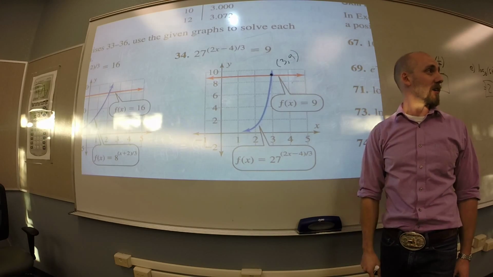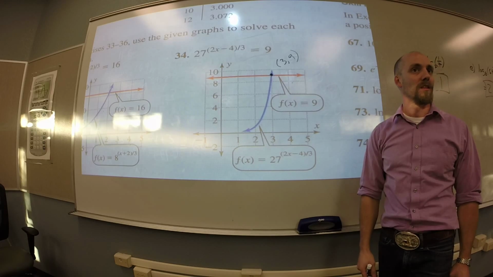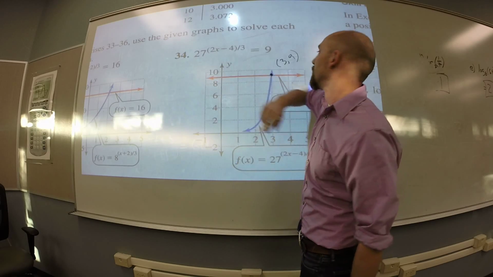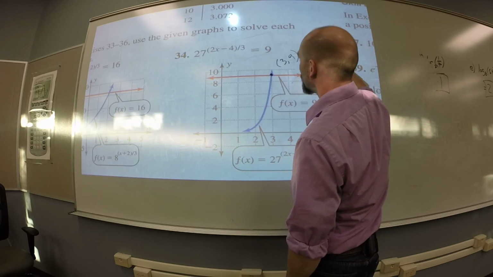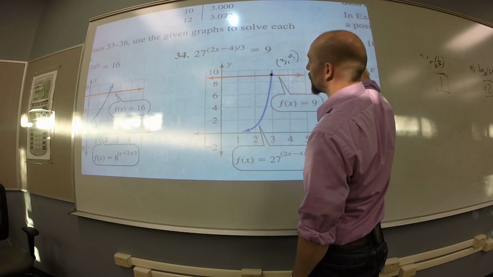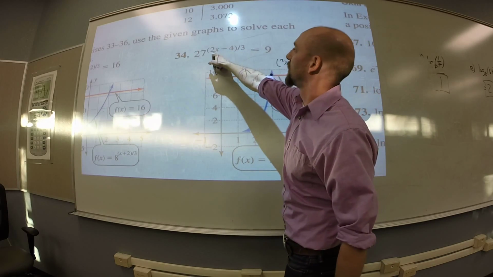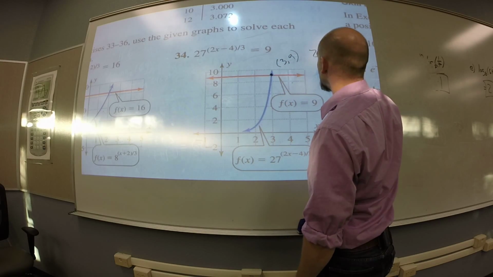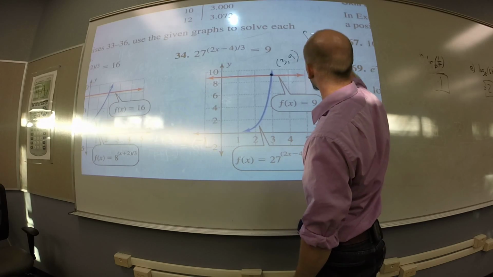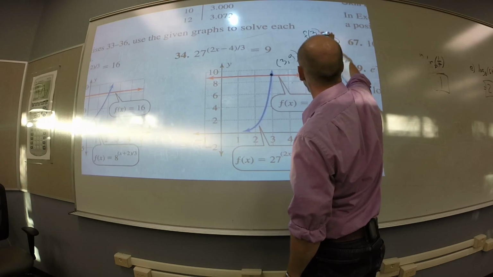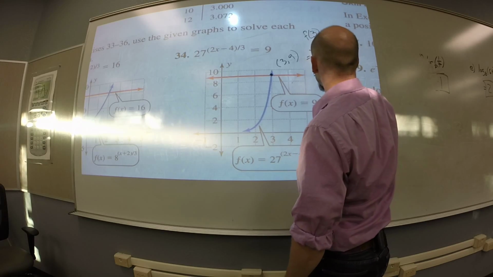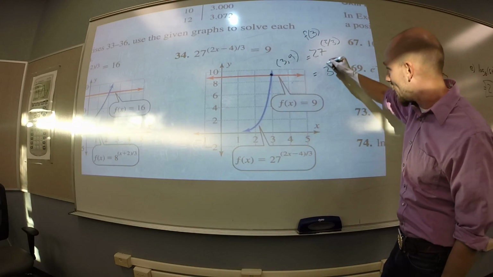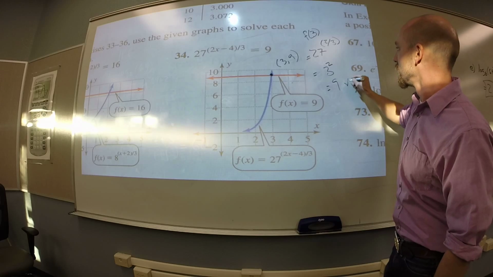I should probably check. How do I check? Put 3 in for the x here. So I'm looking at 27 to the 2 over 3. So this is f of 3, and this is the cube root of 27 squared, which is 3 squared, which is 9. Check. Good.